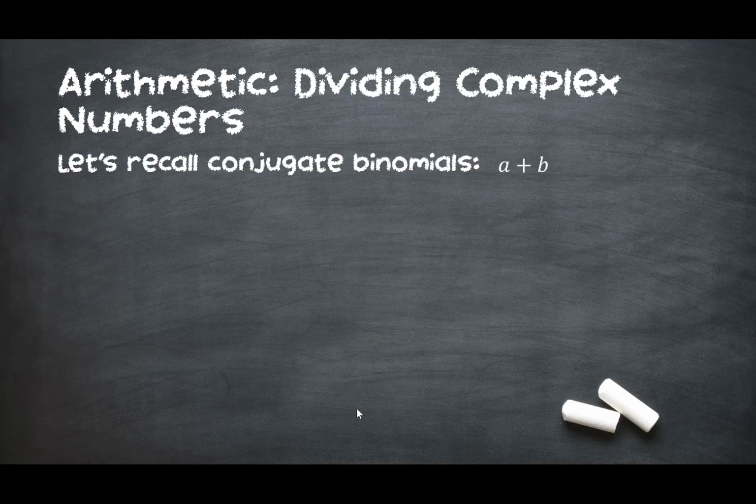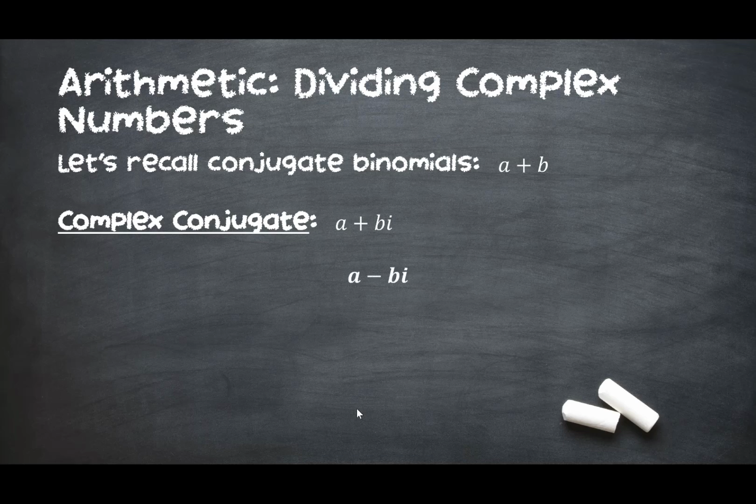So let's recall conjugate binomials for our division of complex numbers. We talked about a plus bi; well, this has a conjugate of a minus bi, remembering that the word conjugate means similar but different. In our complex numbers, a plus bi is kind of a binomial in form. So the complex conjugate in this case is a minus bi. So a plus bi and a minus bi are complex conjugates of one another.